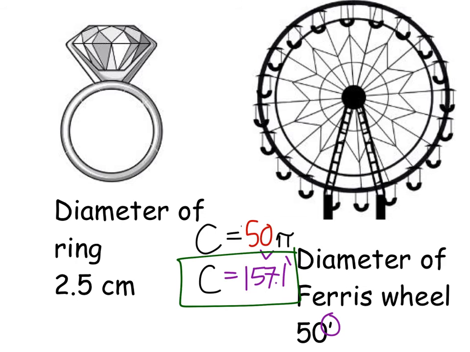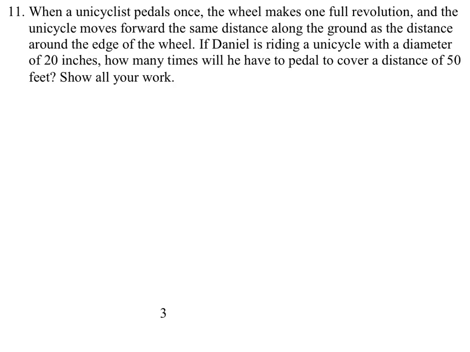When a unicyclist pedals once, the wheel makes one full revolution. When the unicycle moves forward, it travels the same distance along the ground as the distance along the edge of the wheel. If Daniel is riding a unicycle with a diameter of 20 inches, how many times will he have to pedal to cover a distance of 50 feet? Since we're looking at the unicycle in inches, we need to change this 50 feet into inches. So we multiply by 12, and that would be 600 inches.